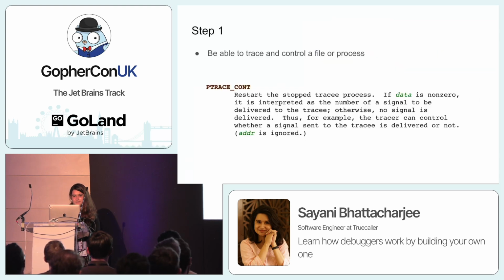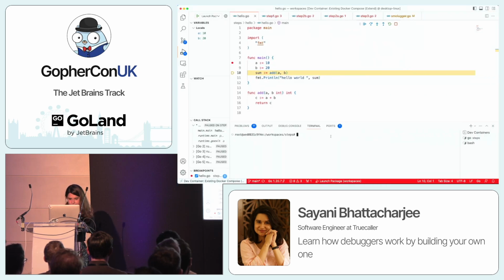Okay, so the first step would be that we want to have a parent process which is able to control a child process, and if we are able to do that, then we can build up on that. I'll first run the program and see the output, and then I'll explain what is happening.